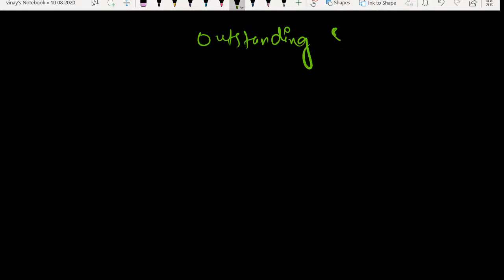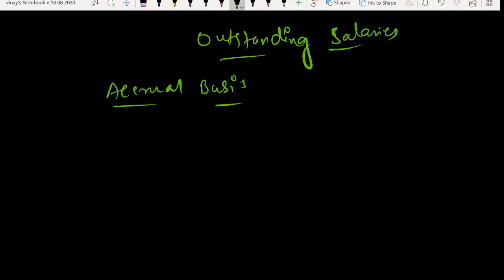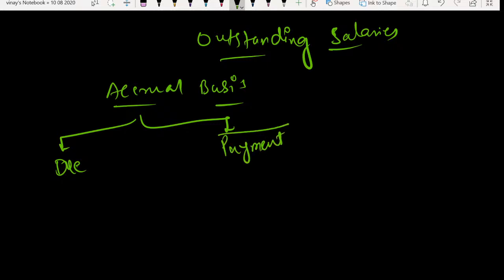As we are working on the accrual basis of accounting, when we follow the accrual basis, one thing you have to remember is that you should have two entries. One is the due entry, and the next is the payment entry. For everything you have to pass an entry when it has fallen due and when the payment is made.